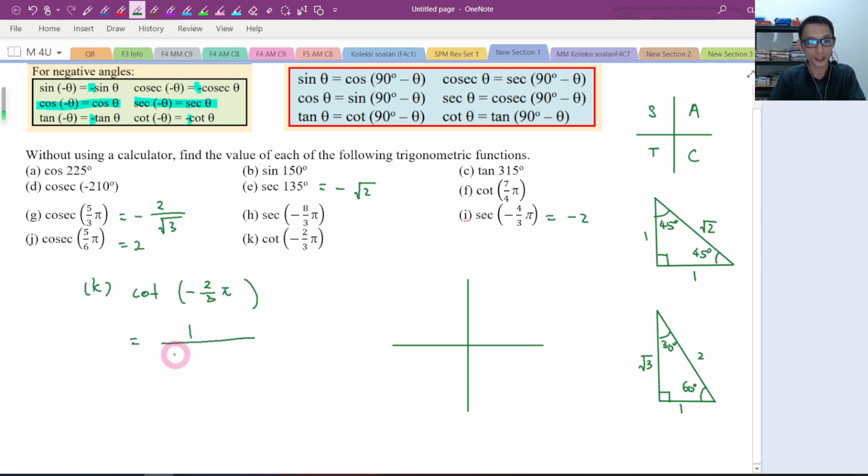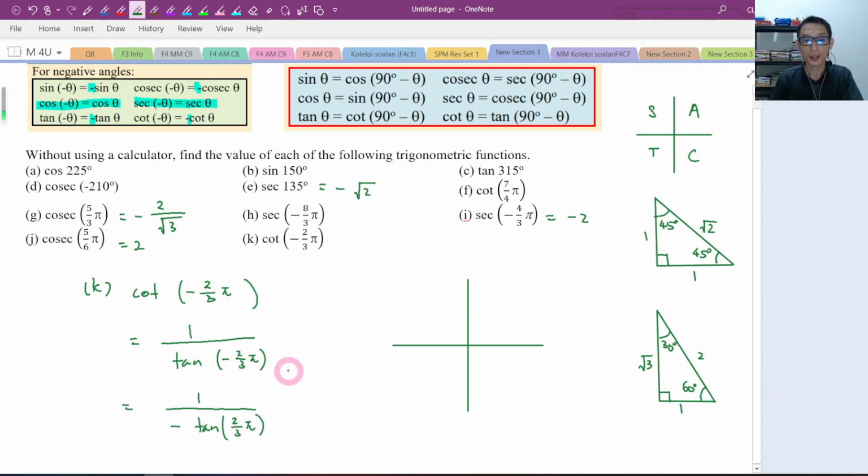1 over tangent -2 over 3 pi. So now I'm going to change the negative angle to a positive angle. Still remember, we change the angle to positive and add a negative sign in front of it. But for cosine and secant, we don't have to add a negative sign in front of it. So if you want to change it to degree, yes, you can do so. If let's say you don't want to change to degree, you want to keep it in radian, no problem.